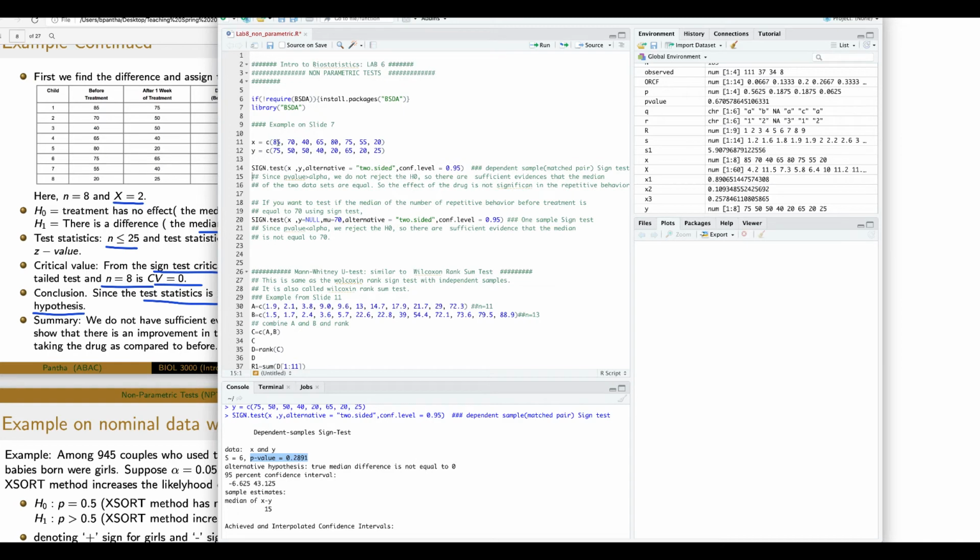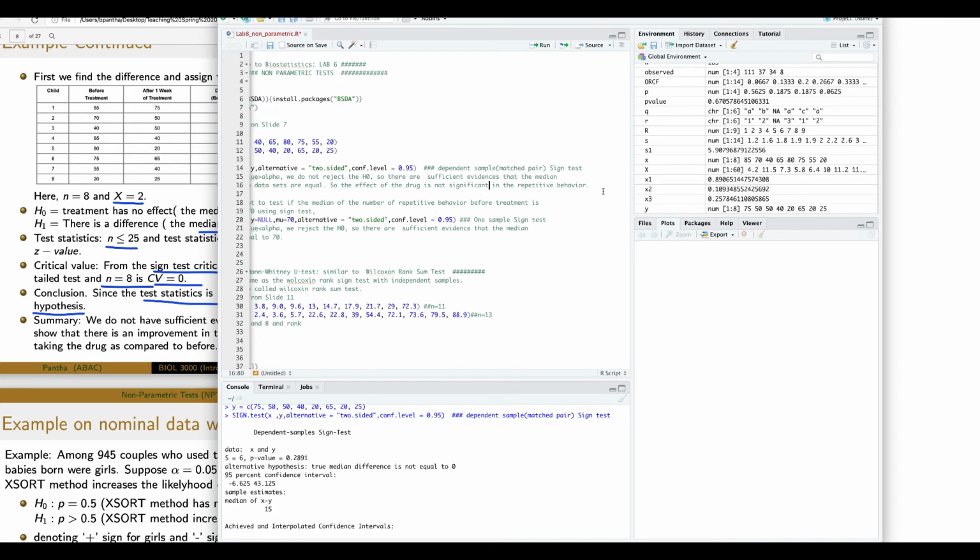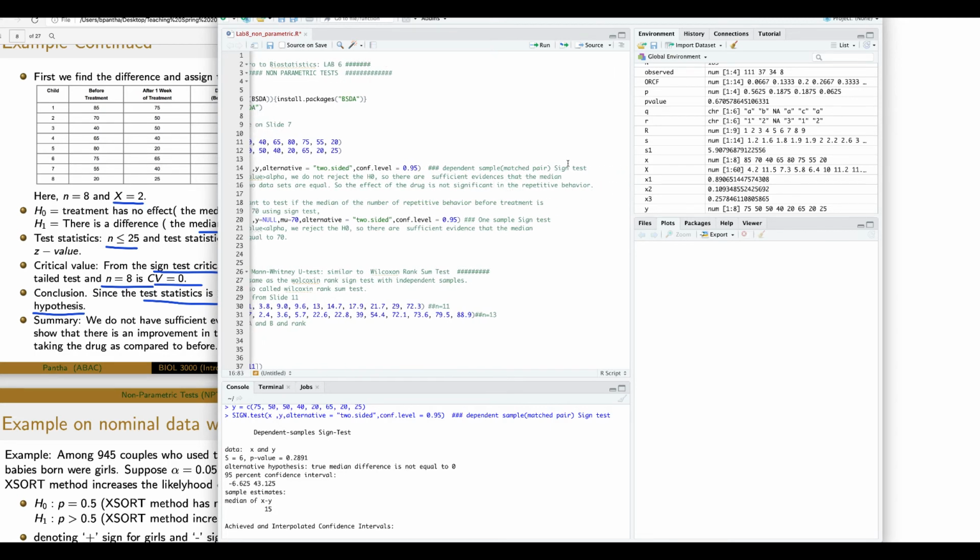Since the p-value is greater than alpha, we do not reject H0. So there is sufficient evidence that the medians of the two data sets are equal. The effect of the drug is not significant in reducing the repetitive behavior. That's what we can say here.